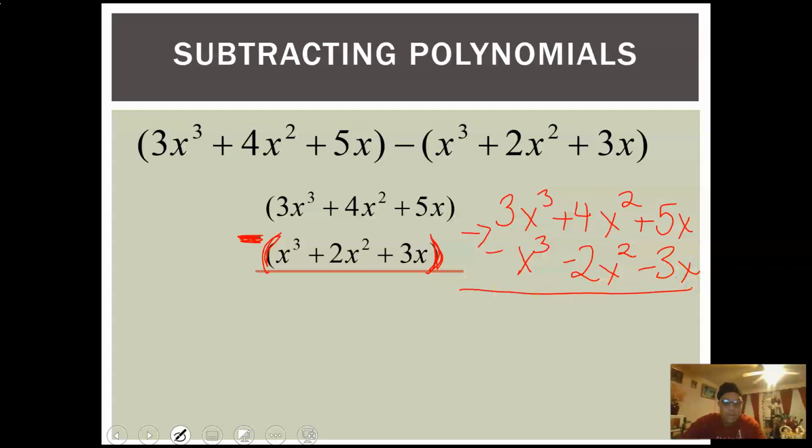And if you just do the math going straight down, 5x minus 3x, we have 2x. 4x squared minus 2x squared, you have, well, this is a positive 2x, so don't forget your sign. 4x squared minus 2x squared is a positive 2x squared. And then 3x cubed minus x cubed leaves us 2x cubed. That is a simplified version of this expression or polynomial.